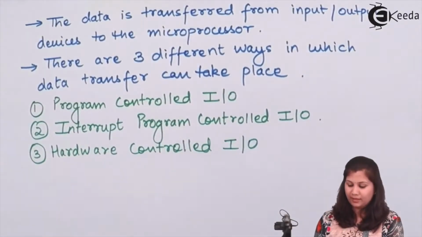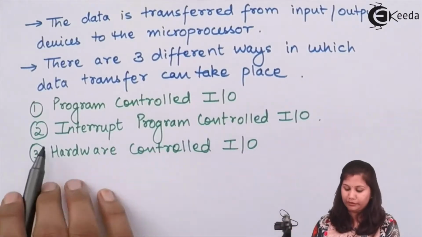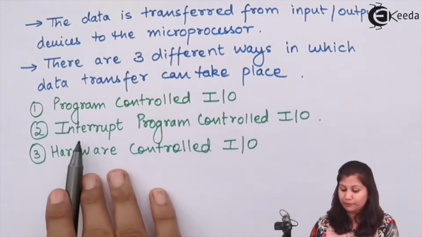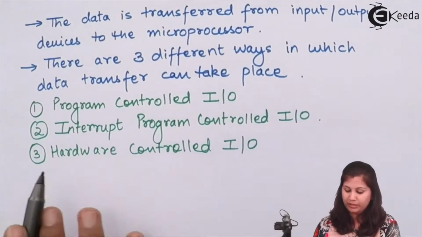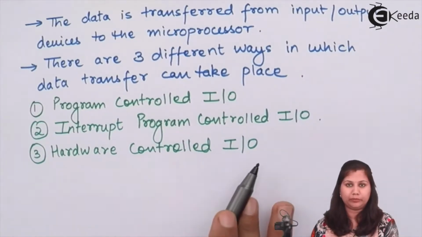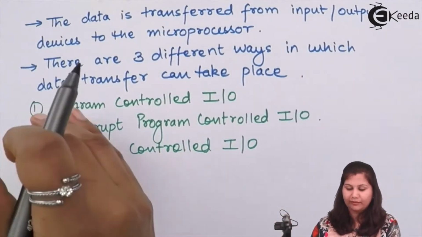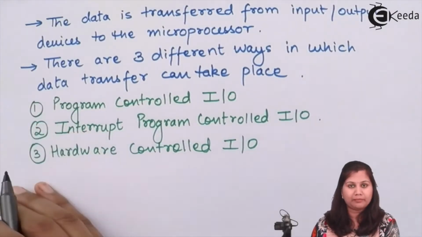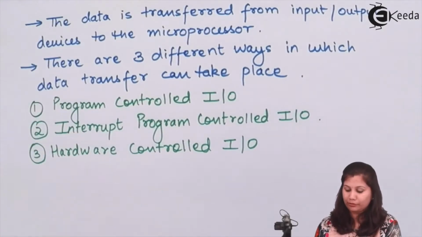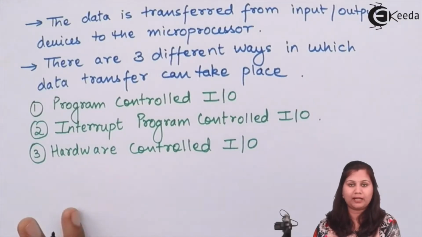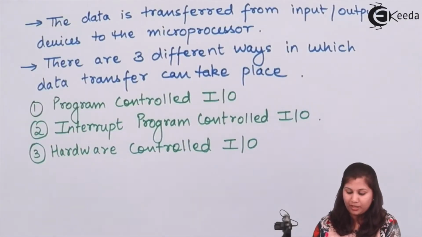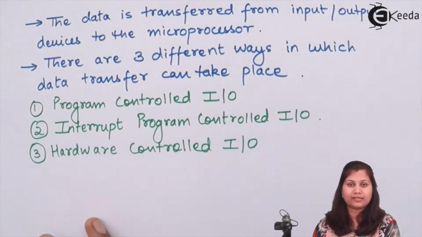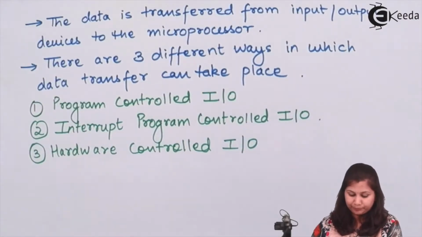So the three ways are program controlled input output, interrupt program controlled input output, and hardware controlled input output. Or we can say that we can divide it into software and hardware. Software part means that it is program controlled, and the second, hardware part, is the hardware controlled input output data transfer. Now, let us study how in these three ways we can transfer the data.